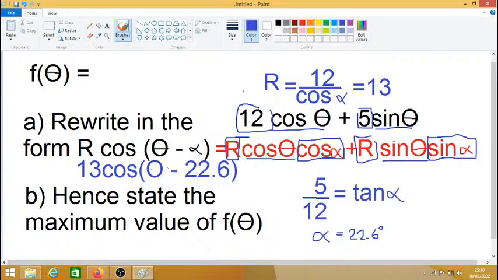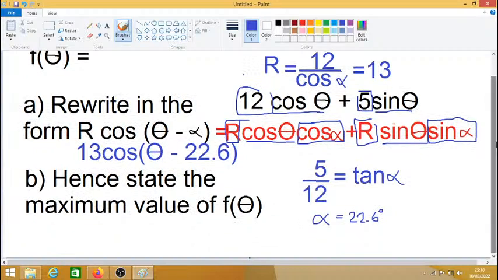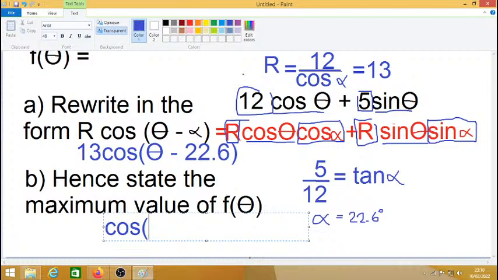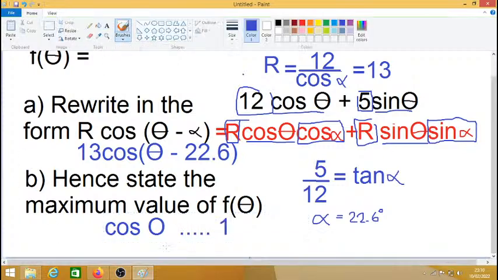Okay, now to answer part B, state the maximum value of f theta. So before I showed you that just cos on its own, cos of theta or cos of x, the maximum value of cos is equal to 1. So cos of theta, the maximum value would be 1. Well, this has got some brackets in it. It's got minus 22.6, and that's a shift to the right or the left. So that doesn't affect the maximum value.